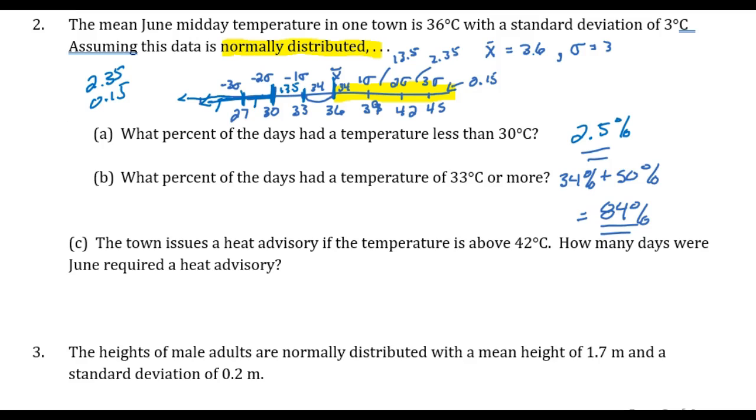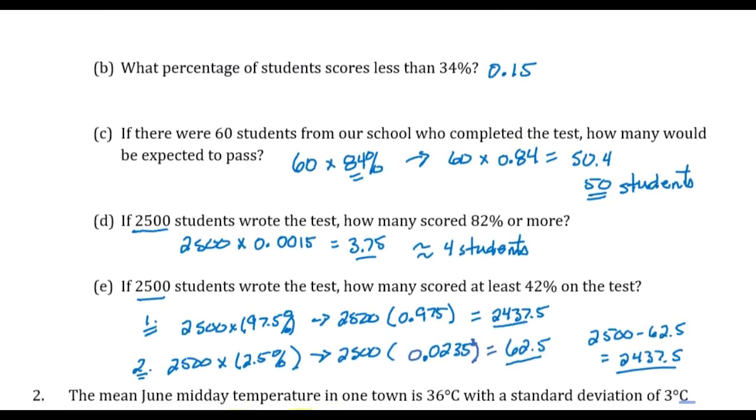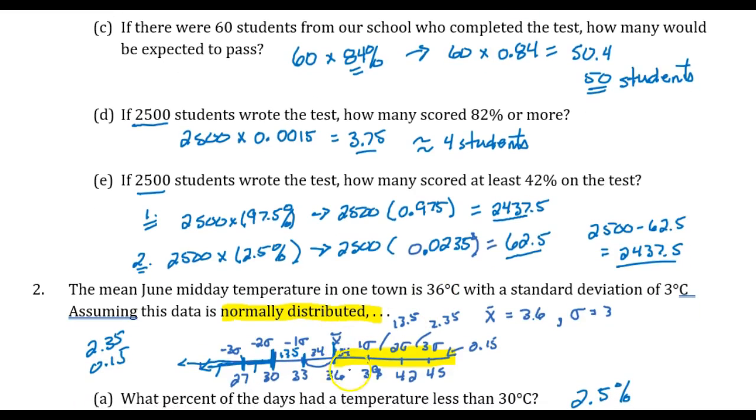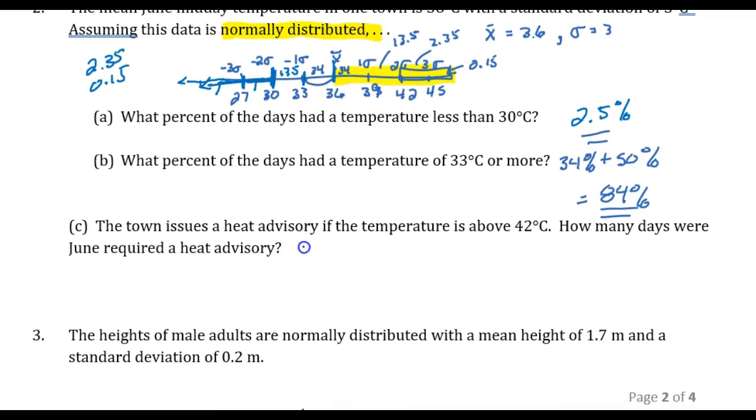And the town issues a heat advisory if the temperature is above 42. How many days in June was a heat advisory issued? We'll get the percentage first. We're looking for 42, which is 2 deviations above. So above 42, we are looking at the percentages of 2.35 and 0.15, so 2.5% of the days. But what number of days? Well, you need to know how many days are in June. There are 30 days in June. So we'll multiply that by our decimal, changing the percentage to a decimal, and quickly check with a calculator.